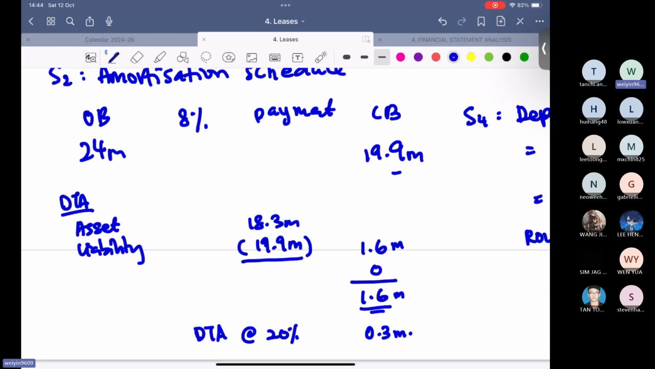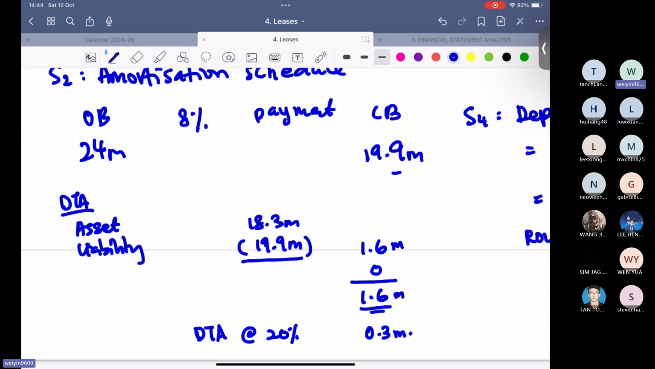After that, for the subsequent measurement, an annual finance cost of 8% of the amount shall be recognized in the P&L and added to the liability. Lease payment on 31st December X1 shall be deducted. So when you make the payment, then you deduct from the liability. This derives the closing balance of the lease liability at 31st December X1 amounted 19.9 million.